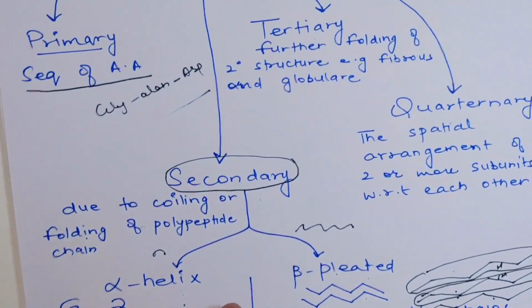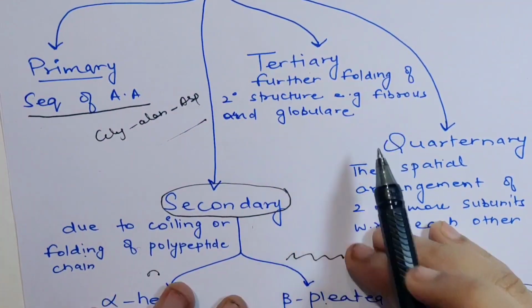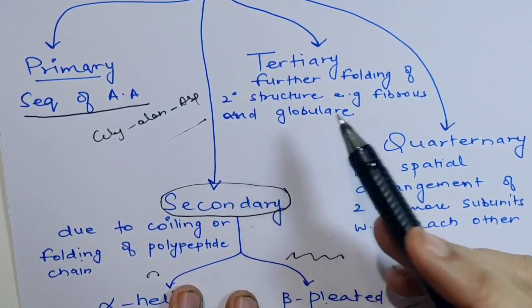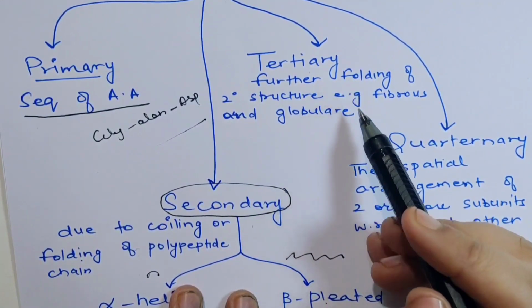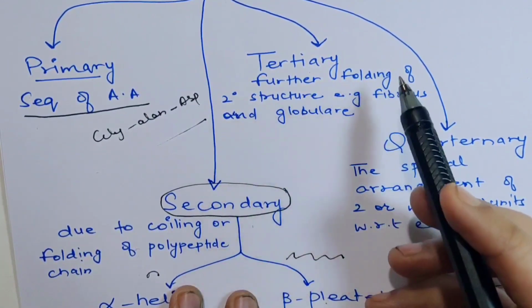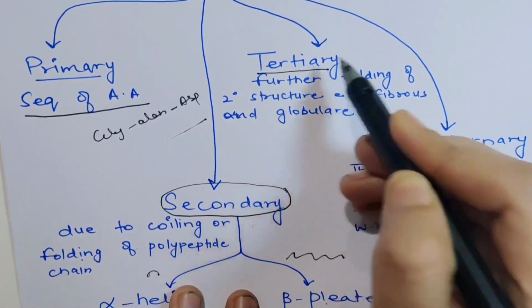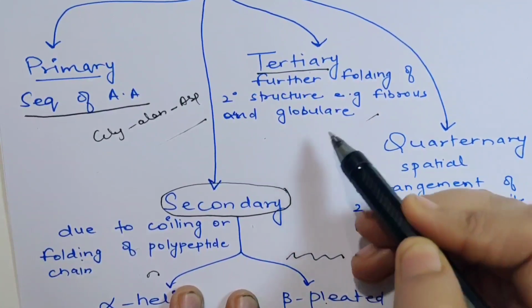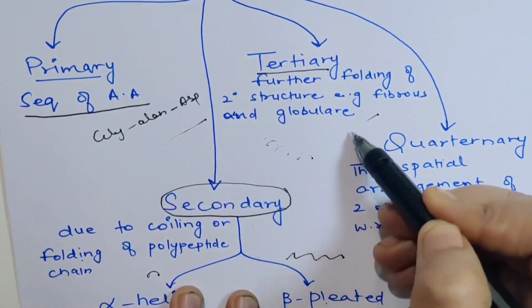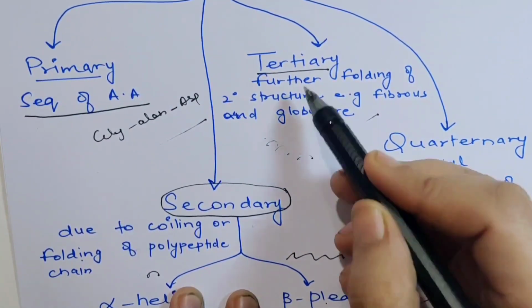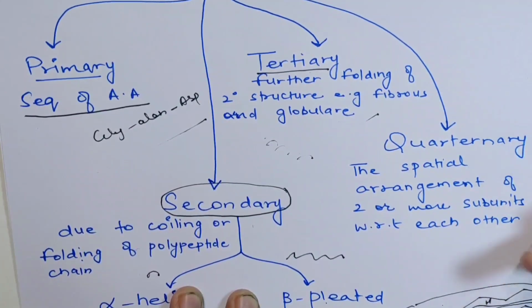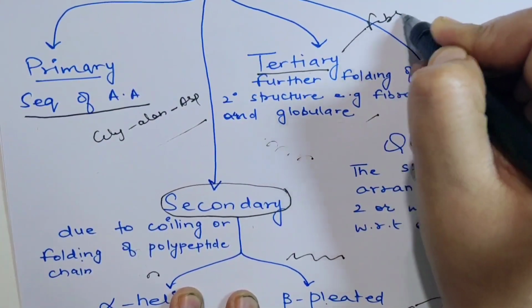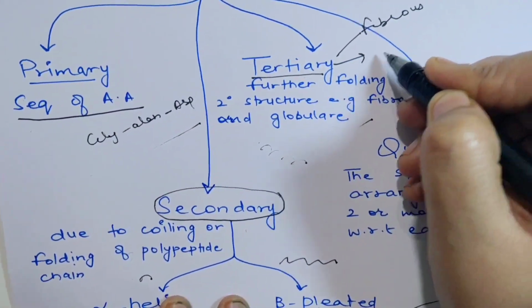Now talking about the tertiary structure. Tertiary structure we have actually already discussed. We have discussed fibrous proteins and globular proteins. Those constitute the tertiary structure. Now, once we have either beta pleated or alpha helix, if they further fold, that gives us tertiary structure, which is either fibrous or globular.